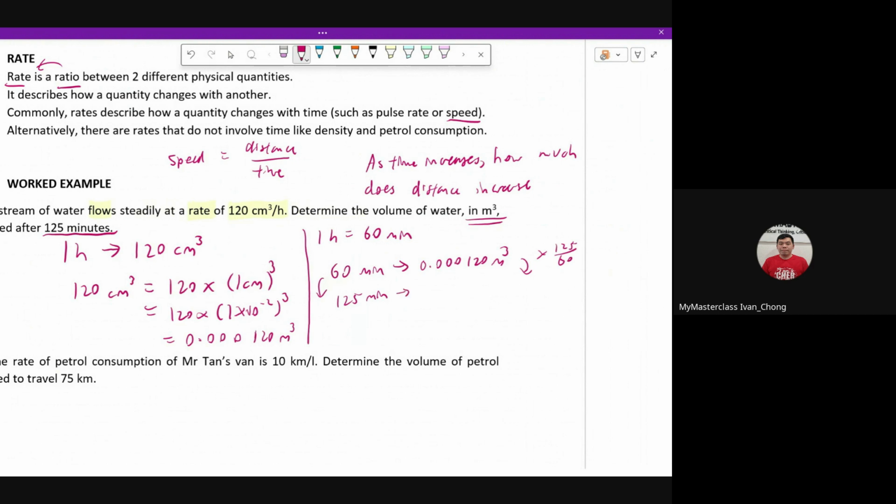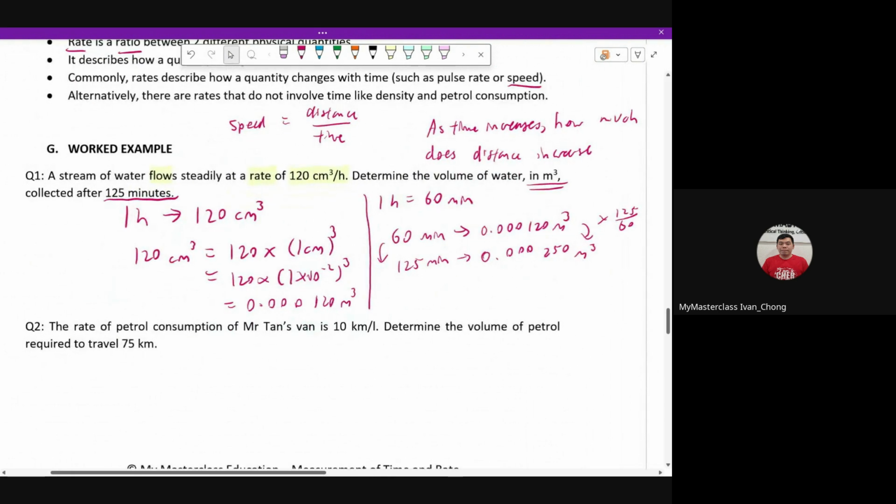So this means 125 over 60, and you get 0.123250 meter cube. Okay, so you can use your math to solve. Most of the time, rate is mostly math. You just need to be able to identify the relationship between this and that.